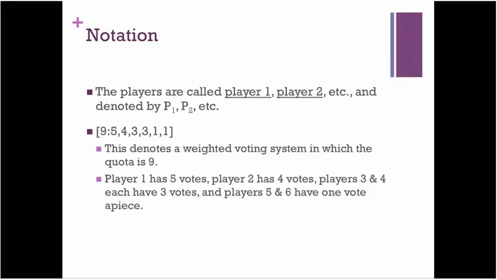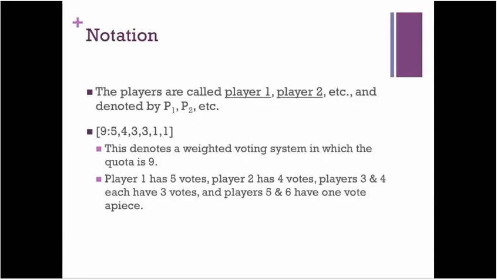Finally, let's look at the notation that we're going to use as we study weighted voting systems. First of all, the players will simply be numbered. They will be player 1, player 2, and so on, and they'll be denoted by P1, P2, and so on. Also, we're going to assume that the players have been arranged by weight. So one of the players with the highest weight, or the only player with the highest weight, if there is only one, will be player 1, and then player 2 will be the one with the next highest weight, and so on, going down to the players with the least weight.